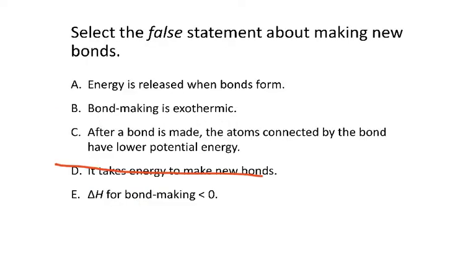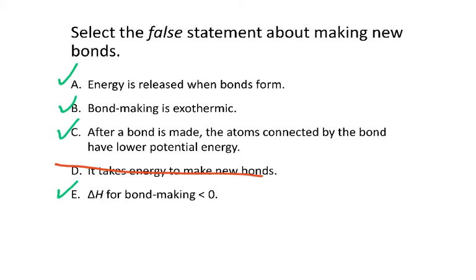Let's check that the other ones are true. Energy is released when bonds form. Yes, that's true. Bond making is exothermic. That's saying the same thing. Energy is released. Yes. After the bond is made, the atoms connected to the bond have lower potential energy. Yes, that's why the bond forms. And delta H is negative. Yes. So this D is incorrect. It releases energy to make new bonds, or you could say it takes energy to break bonds.